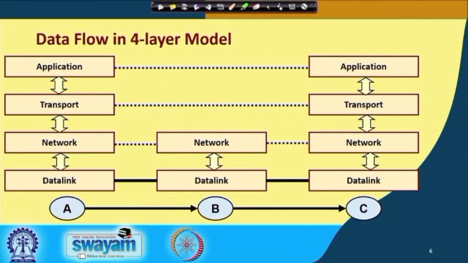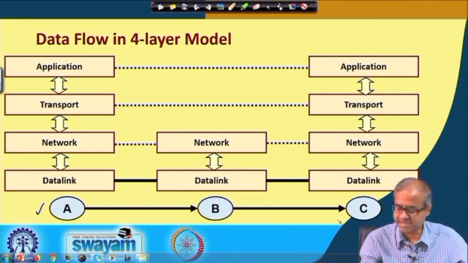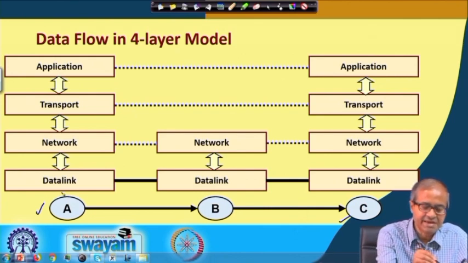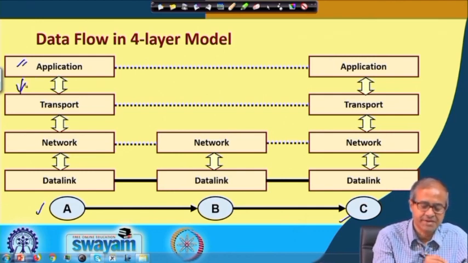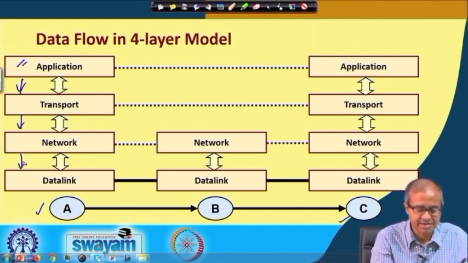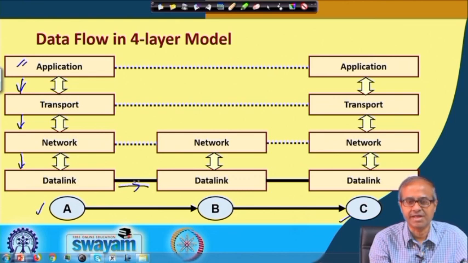Now, in this 4 layer model, when you think of the data transmission, again it is somewhat simplified, as you can see here. A is the sender, C is the receiver and B is an intermediate node. So, A generates some data from some application, from application it goes down to the transport layer, from transport layer it goes down to the network layer, to the data link layer, and the data link layer sends the data actually over the data link or the point to point link.